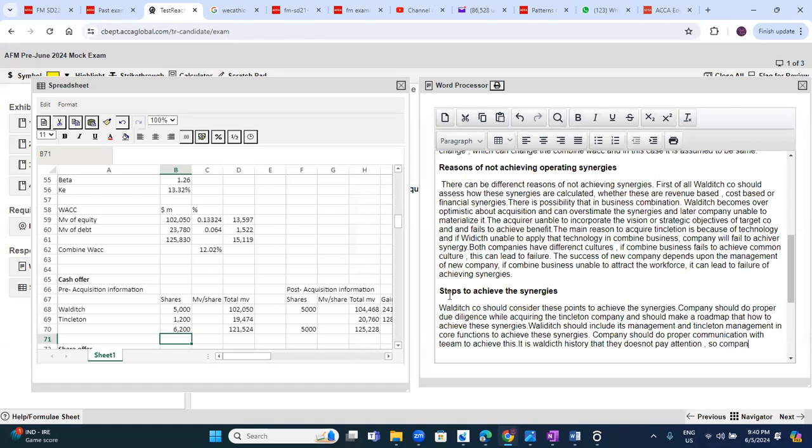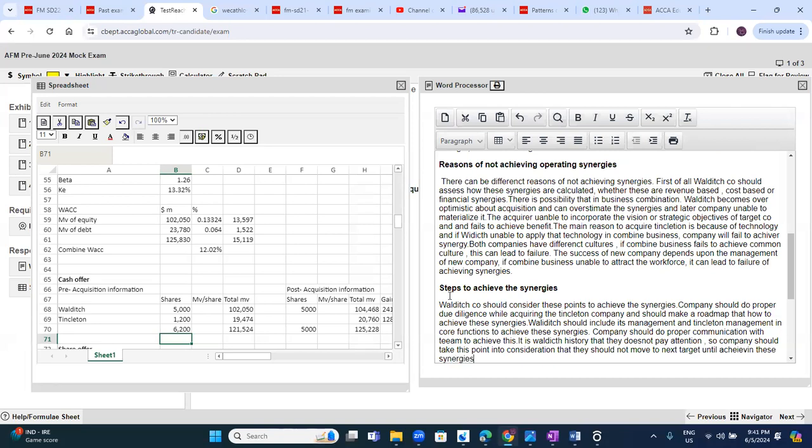So the company should take this point into consideration, that they should not move to the next target until achieving these synergies. Okay.